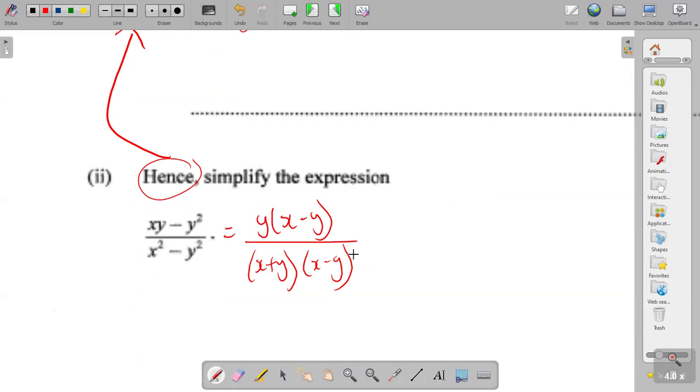Talk to me, talk to me. Can I do anything here? I literally just did a question just like this. You realize the concepts are repetitive. You cancel the brackets that match. Do we have any matching brackets?